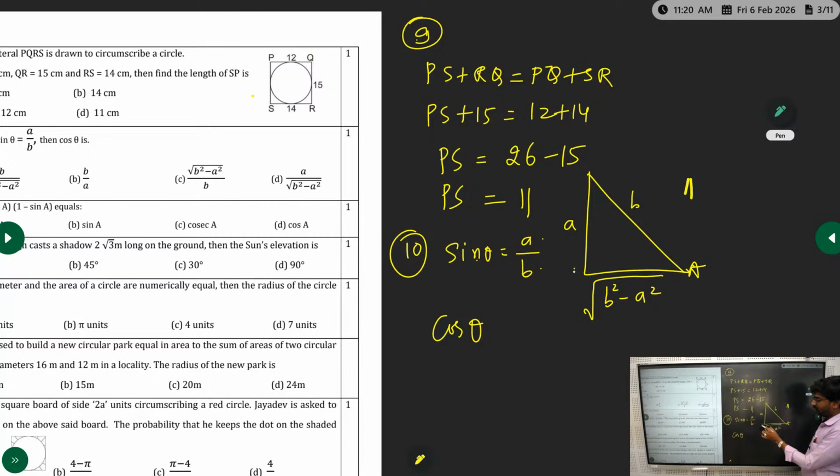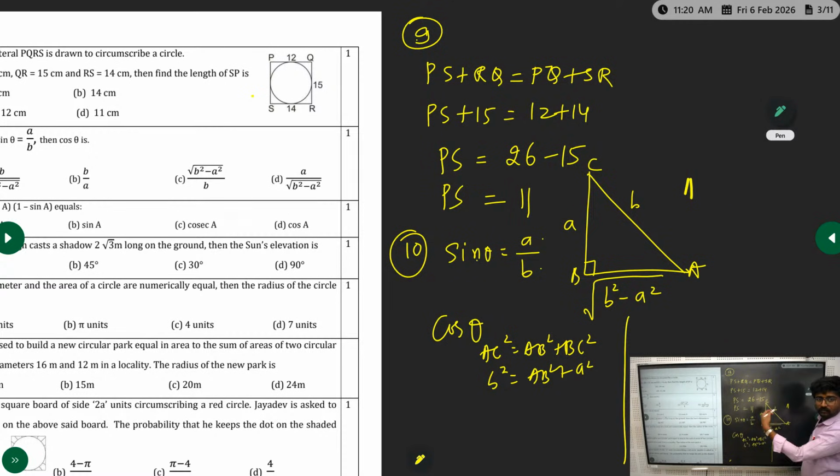Sir, if you say stepwise, then I should write it like ABC. AC square is equal to AB square plus BC square. You should write: AC square is B square. AB square I should find. And what is BC square? A square. A square goes to LHS. B square minus A square is equal to AB square. Then what is the value of AB? Under root. Then what is the cos formula? Adjacent by hypotenuse. Under root B square minus A square by B. Option C.